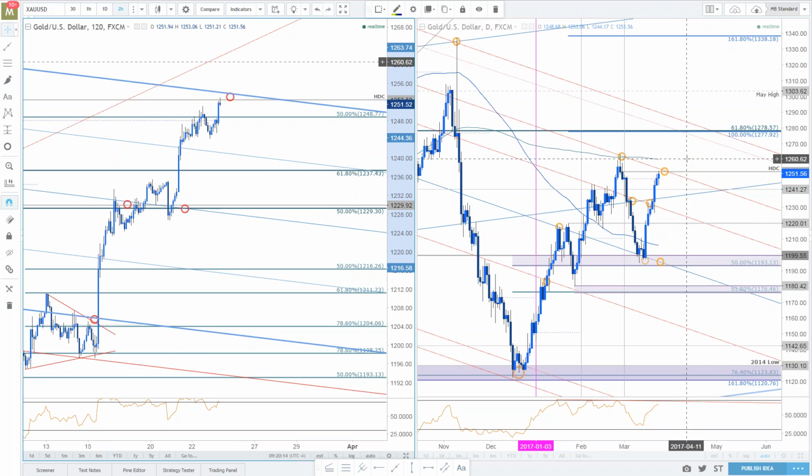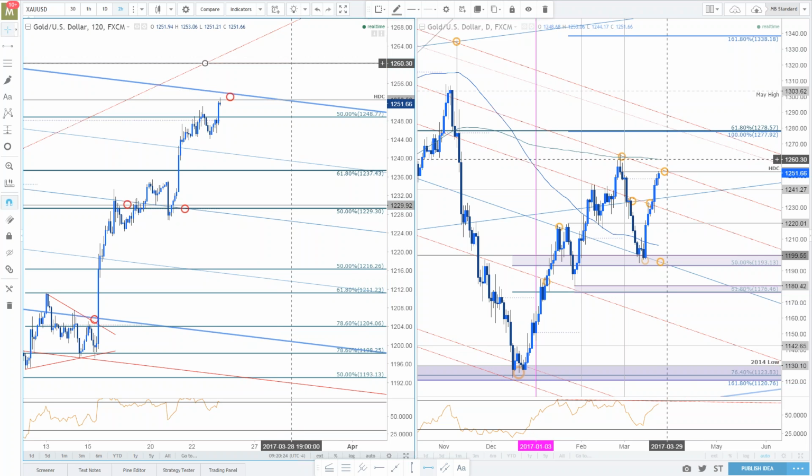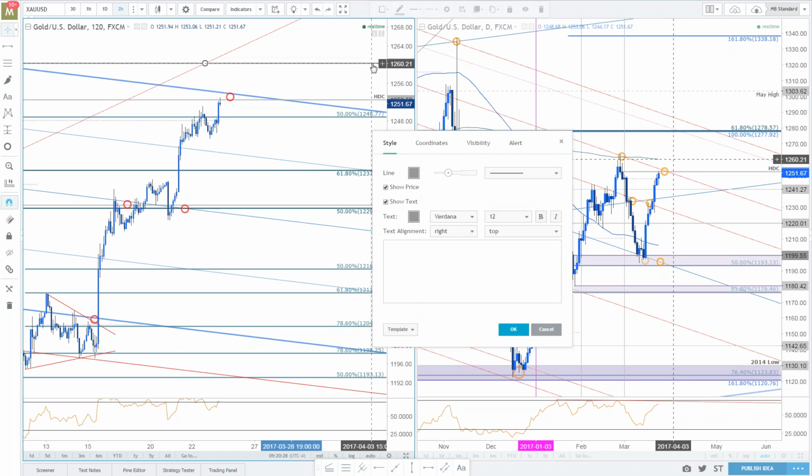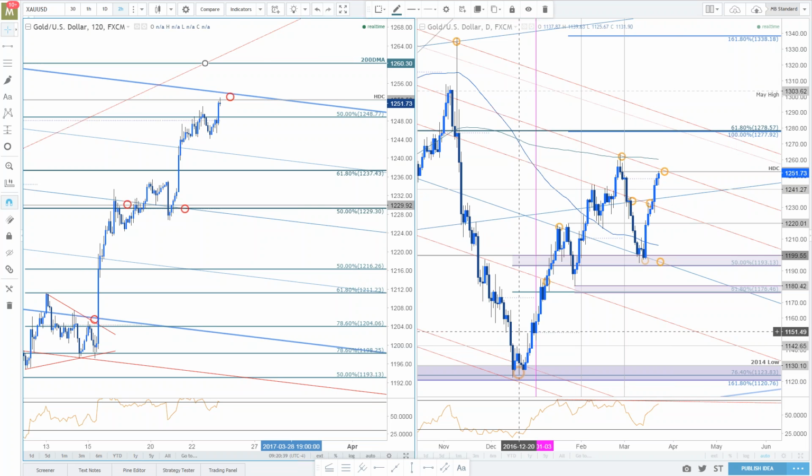On a topside break, just because you should always have your levels mapped out, the 200-day moving average comes in right around 1260. And there's nothing beyond that till 1277, 1278. When we talked about 1277, 1278 back in the first quarter, or even 1250 for that matter, people were kind of just looking at us.